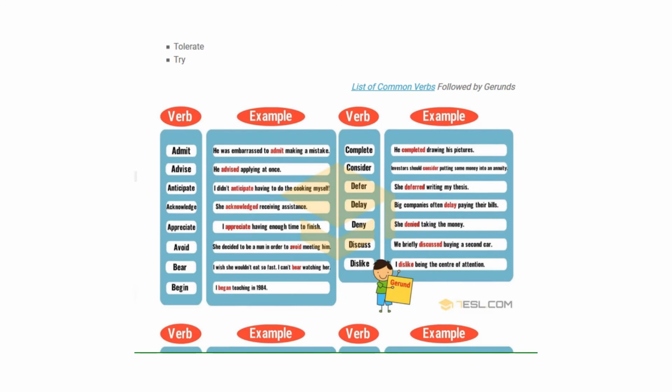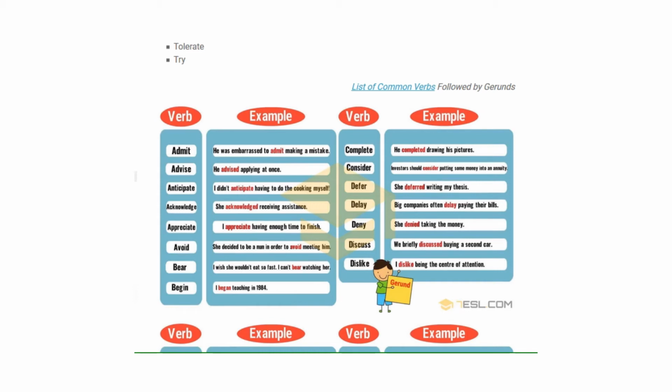So we have some examples of them. Admit: he was embarrassed to admit making a mistake. Advise: he advised applying at once. Anticipate: I didn't anticipate having to do the cooking myself. Acknowledge: she acknowledged receiving assistance. Appreciate: I appreciate having enough time to finish. Avoid: she decided to be a nun in order to avoid meeting him.